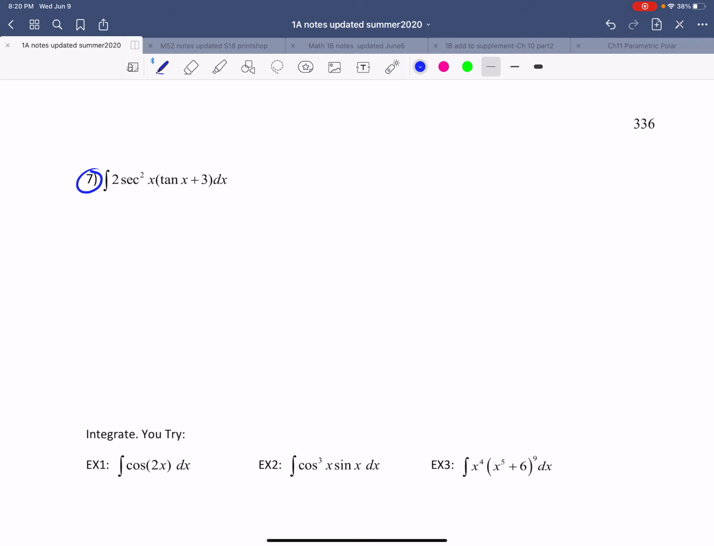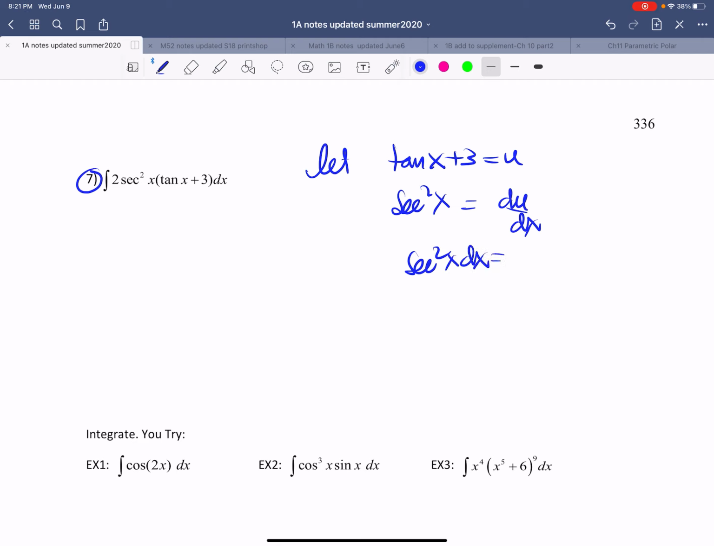2 secant squared x times tangent x plus 3. So I'm going to let tan x plus 3 be u here. So secant squared x will be du dx, and secant squared x dx is du, and this is my u. I'm just going to pull the 2 out, it's a constant. So this integral in terms of u would be 2u du, which is 2u squared over 2 plus c, and we can cancel the 2 and 2.